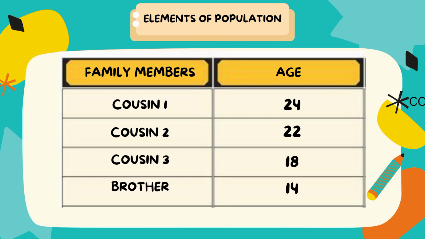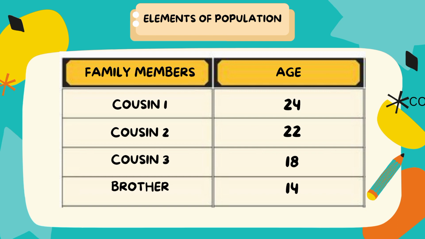In our case, we decided that our population will consist of the age of each member of the family, which includes cousin 1 whose age is 24, cousin 2 whose age is 22, cousin 3 whose age is 18, and my brother whose age is 14, with a supposed sample size of 2 drawn from this population.